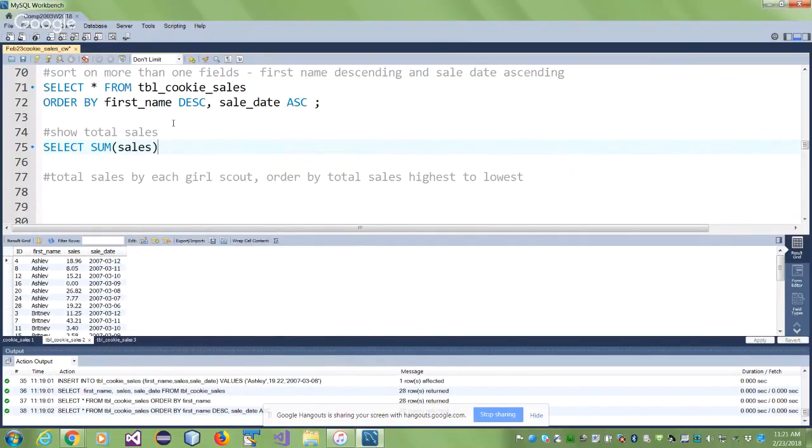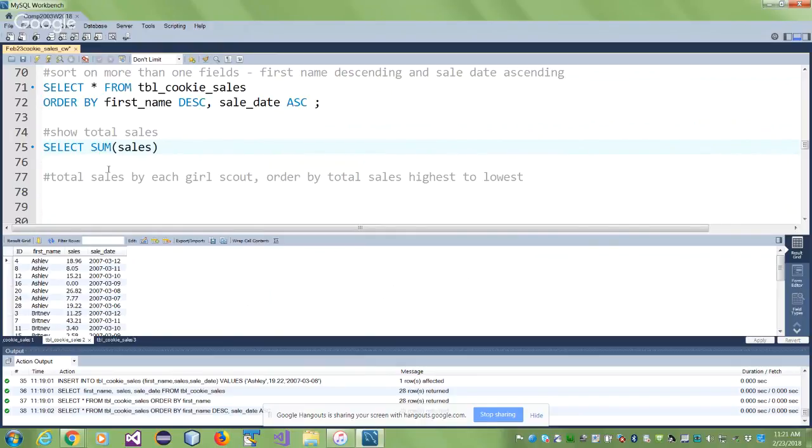So sum is a function. It is taking an argument from you. Argument means what do you want to work on, right? So if I say add two numbers, you will say which two numbers? Those two numbers are your arguments. So what am I working on? I'm working on the sales field. What do you want to do with the sales field? I want to sum them up, right? So this is called a function.